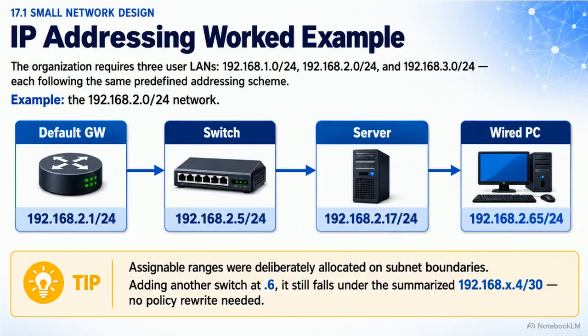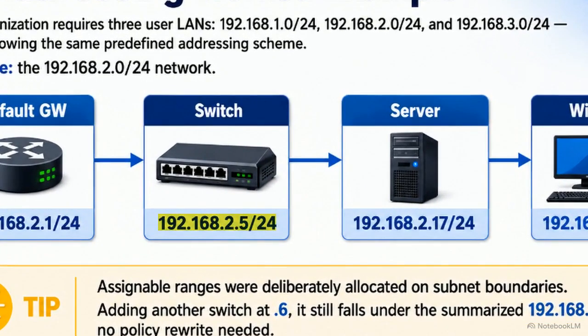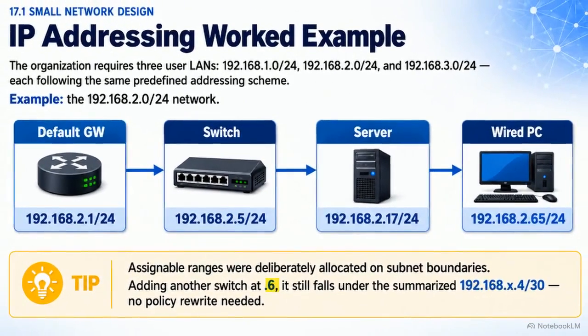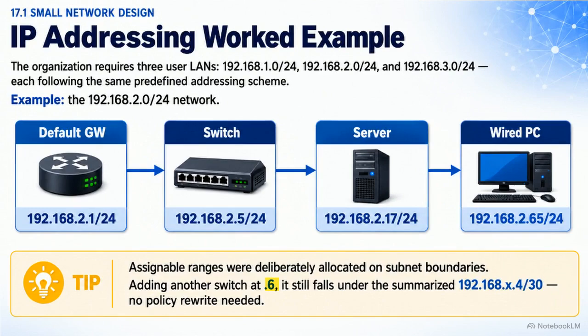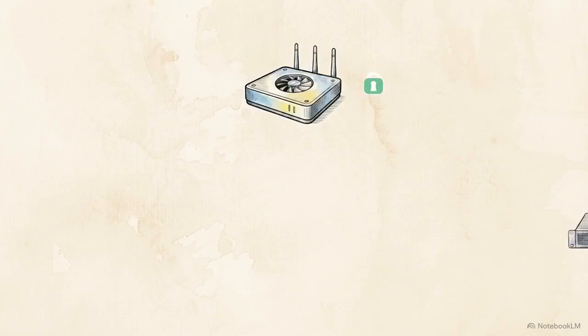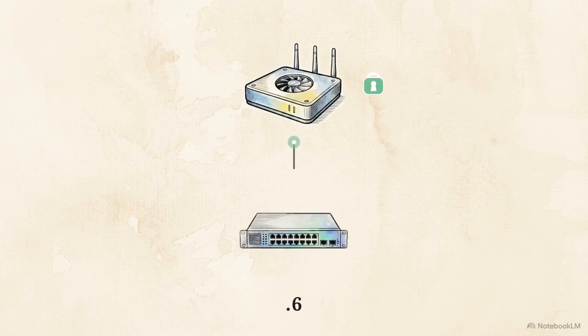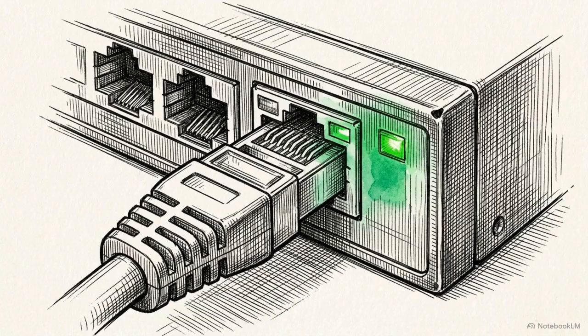Let's look at a real-world execution of this policy to see how it absorbs network growth. Here we have a flow mapping a gateway, a switch, a server, and a PC. Notice that the switch is assigned the address 192.168.2.5. That value falls perfectly within the predefined subnet boundary for switches. If a second switch is added at .6, it remains under that exact same summarized /30 boundary. Because it stays within that boundary, the core router requires zero policy rewrites or security rule updates to accept the new hardware. The entire network natively trusts the address.